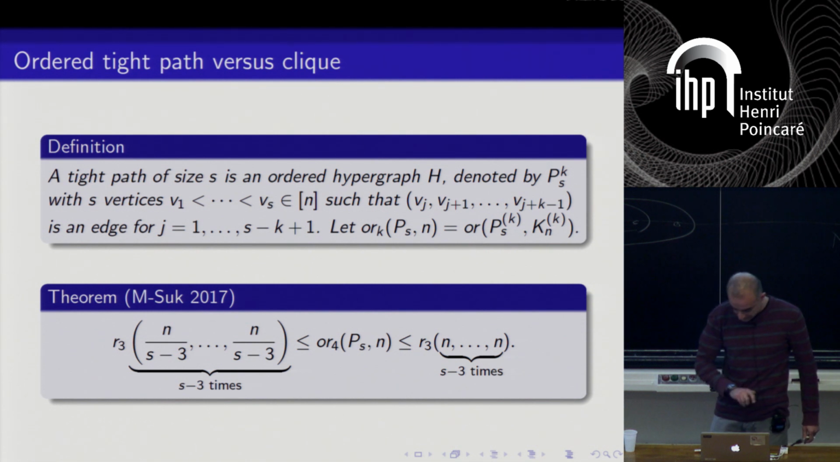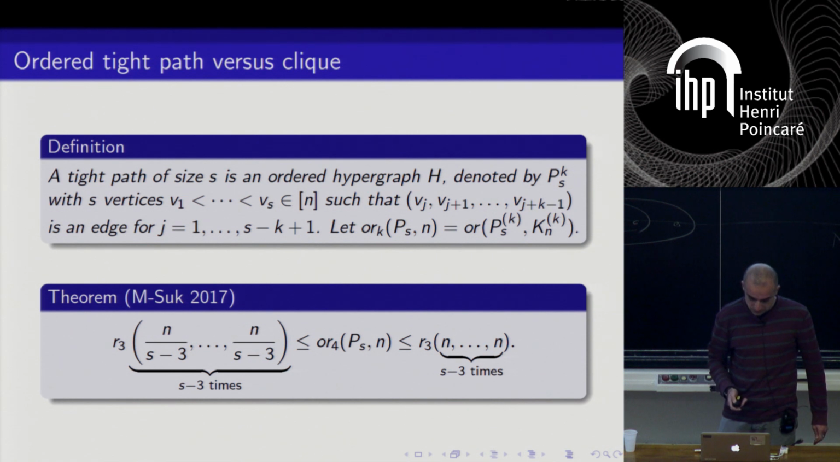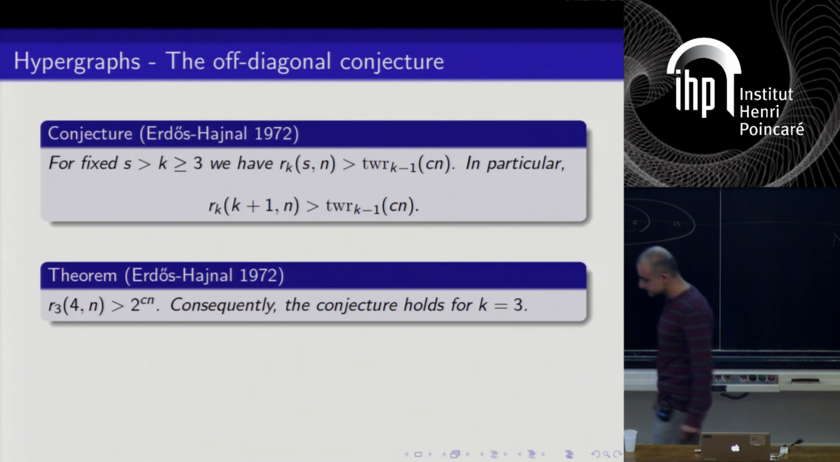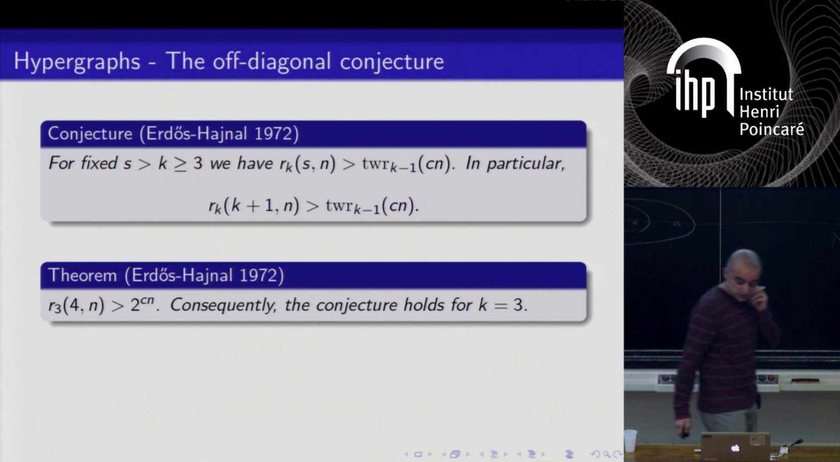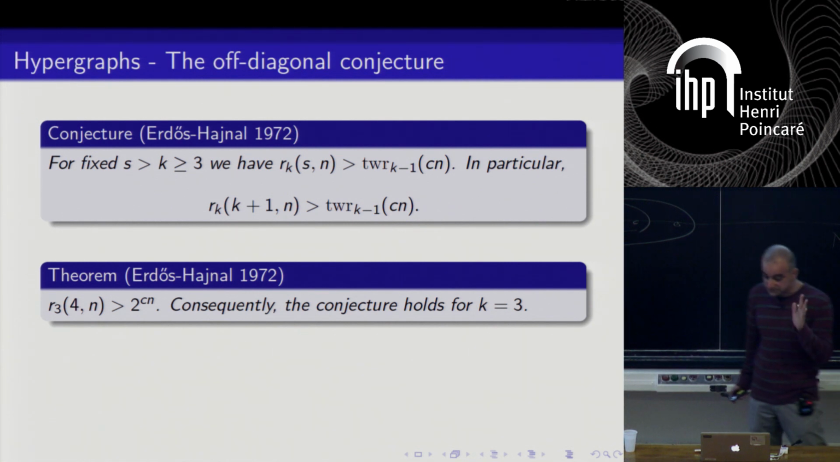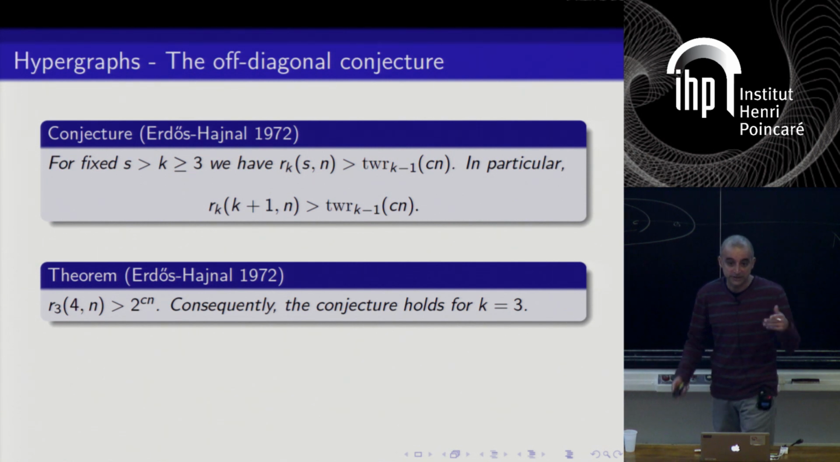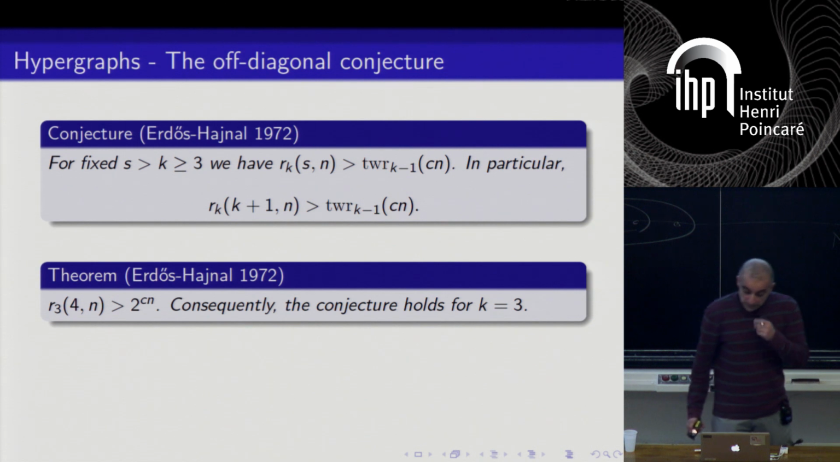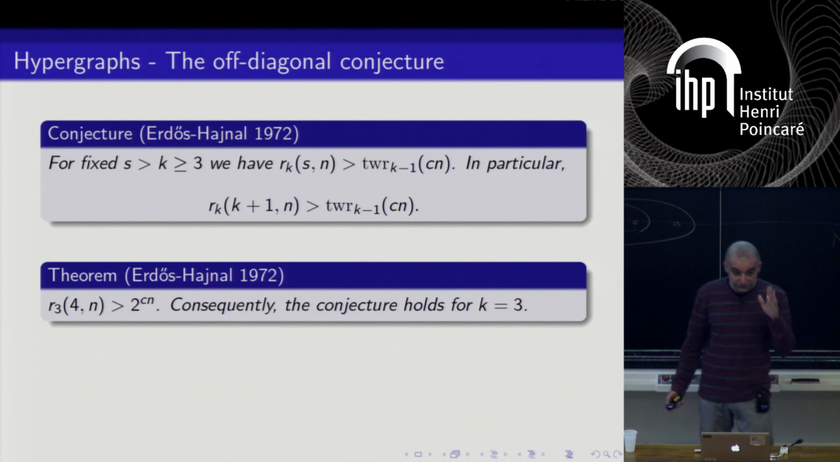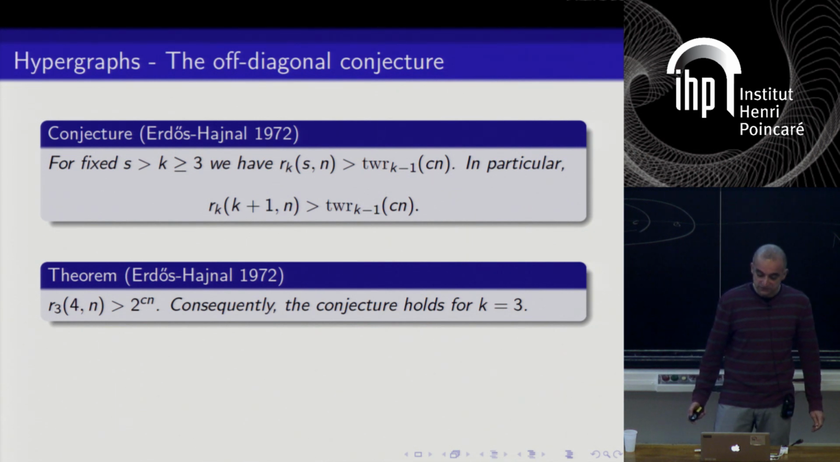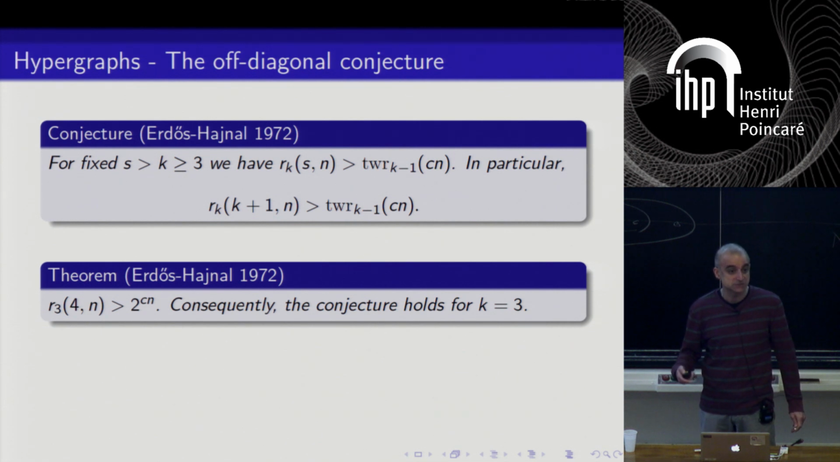Okay, so that's all I have to say about diagonal numbers. Now let me talk about off diagonals, where I have a lot more to say. So we're interested in the classical off-diagonal hypergraph Ramsey problem, the analog of R3n, R4n, and so on for graphs. And there's a conjecture here on the tower growth rate, and that is that for any s at least k plus 1 fixed, the off-diagonal Ramsey number grows faster than a tower of height k minus 1.